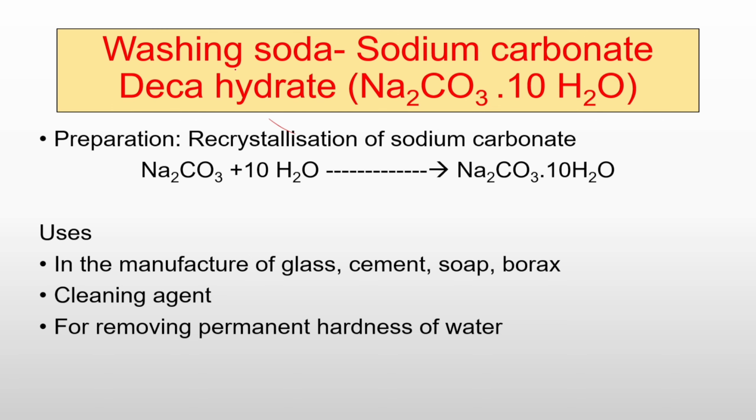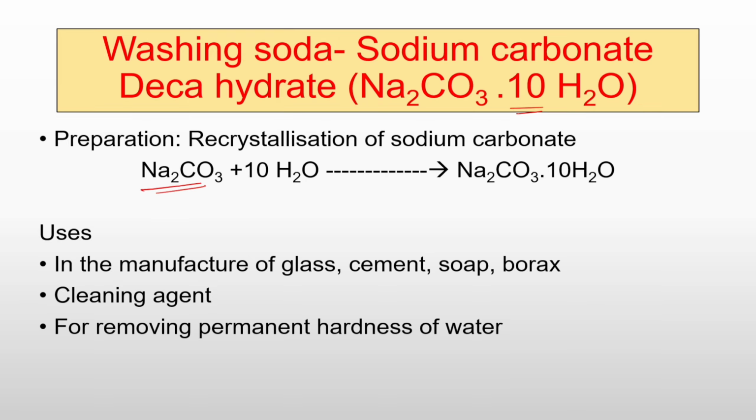Now, what is washing soda? Washing soda, again, is a type of sodium carbonate, but it has 10 molecules of water. Baking soda is sodium bicarbonate, NaHCO3. Washing soda is sodium carbonate, Na2CO3. That is the difference. It is sodium carbonate decahydrate. Deca means 10 water molecules.